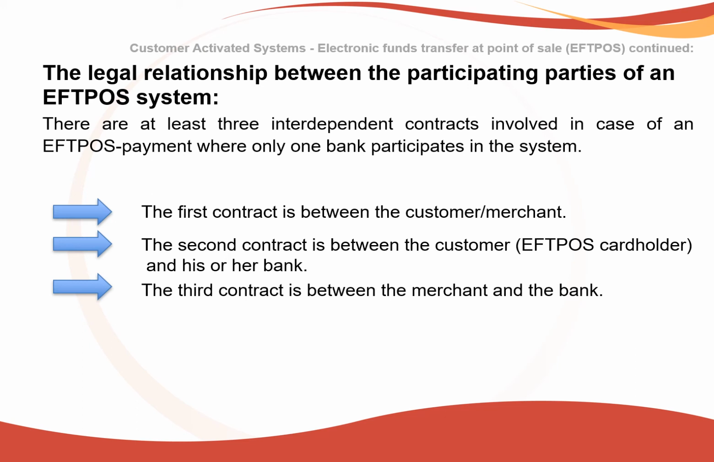The third contract is between the merchant and the bank. This contract will also regulate EFTPOS as a method of payment. This contract will be the standard commercial bank account contract, but as with the customer's contract with a bank, it will contain particular terms relating to EFTPOS payments. Important terms in the contract between the merchant and the bank relate to the time at which the merchant's bank account will be credited with a relevant amount and the procedures dealing with erroneous and unauthorized payments.